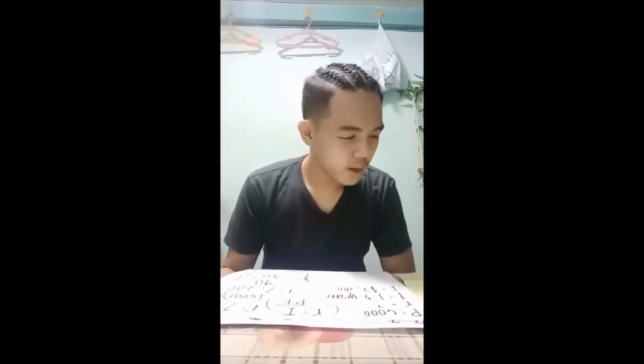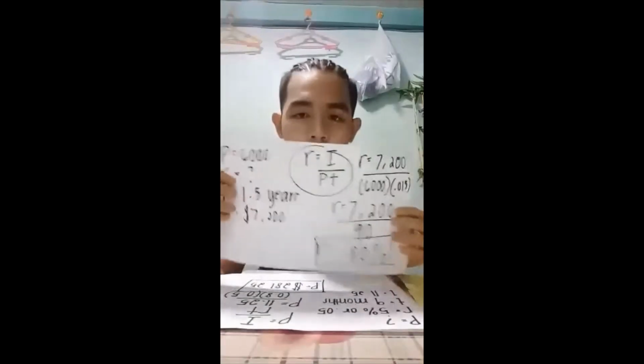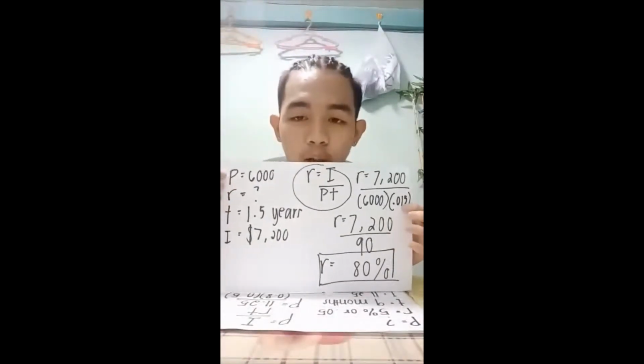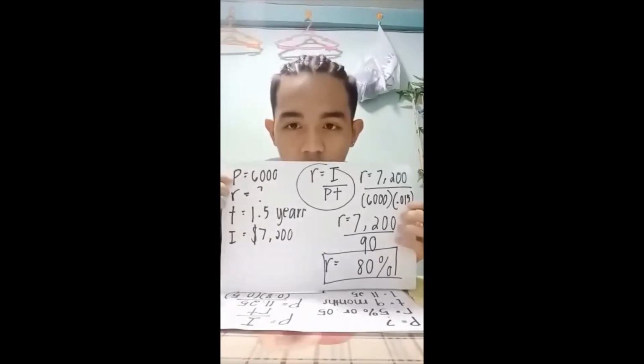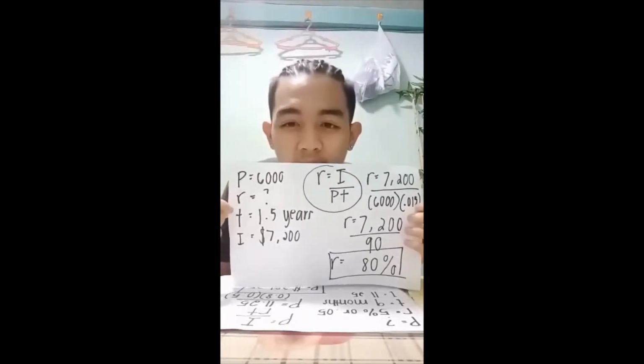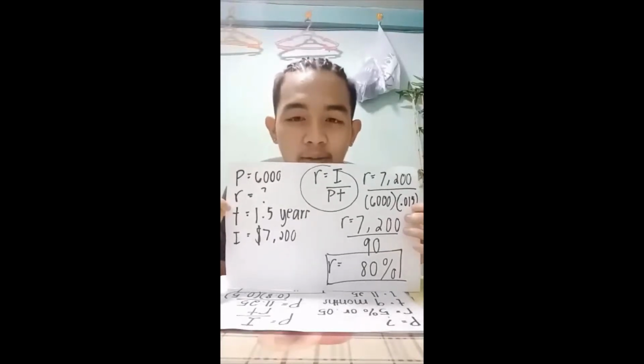Problem number 2. You borrow $6,000 from a loan shark. If you will owe $7,200 in 18 months, what would be the simple interest rate? So in that problem, the rate is missing. Principal value is equal to 6,000. Rate is missing. Time is 1.5.